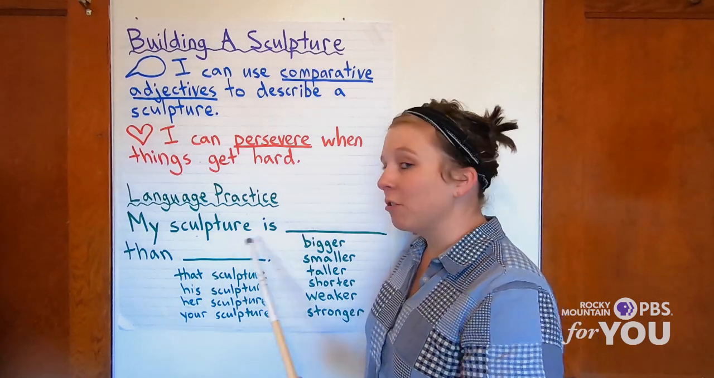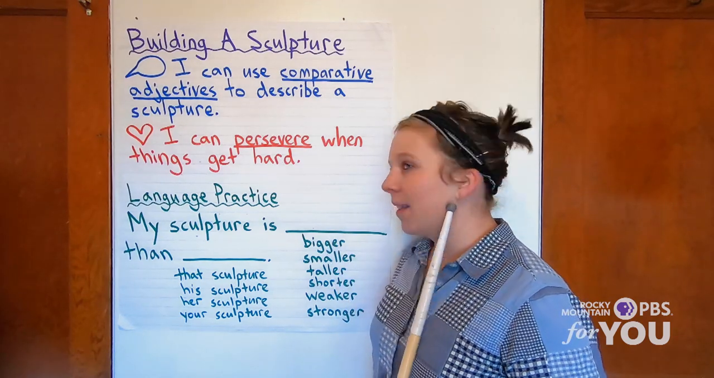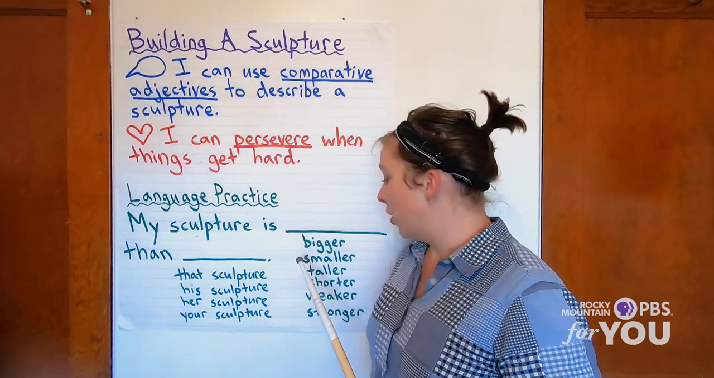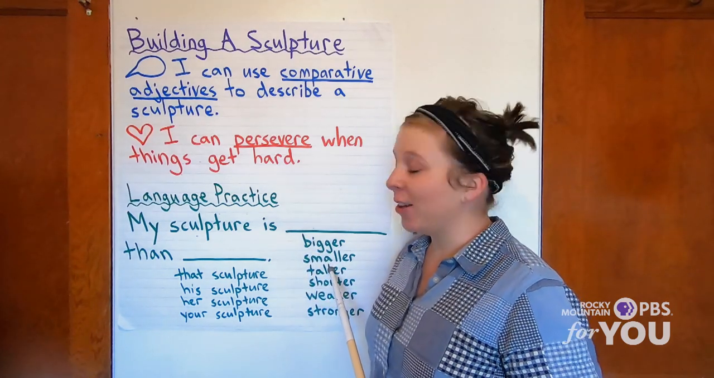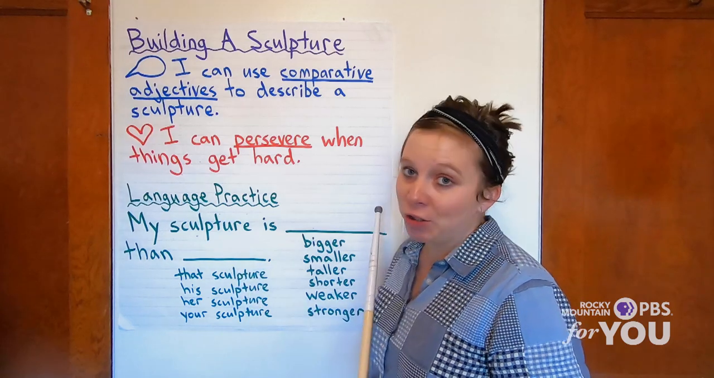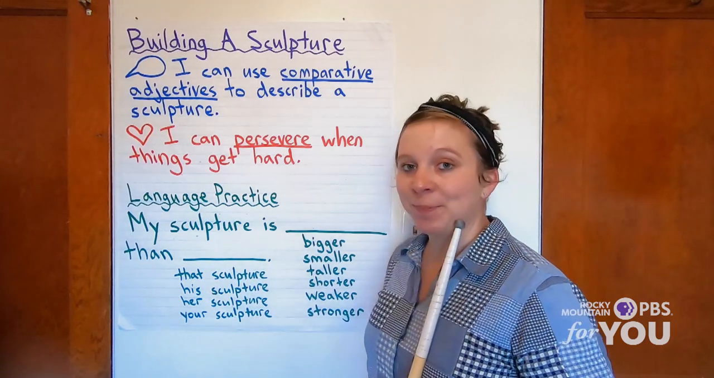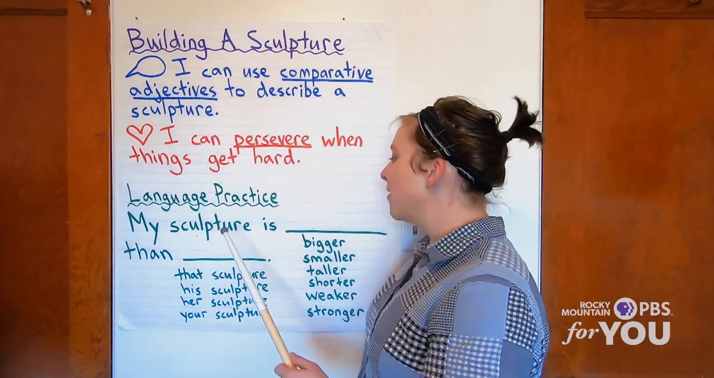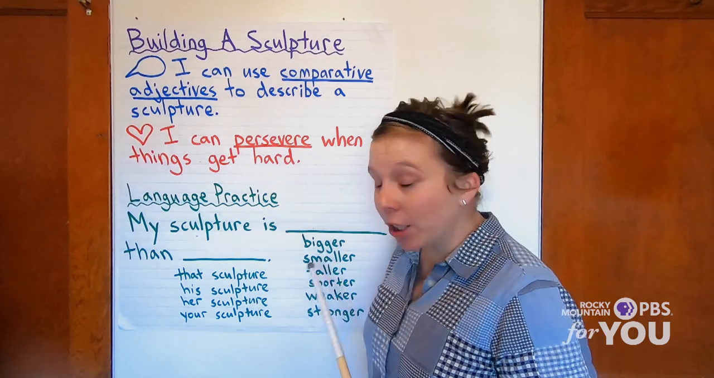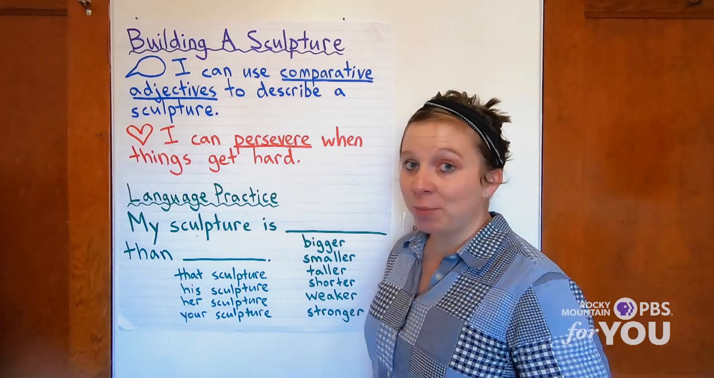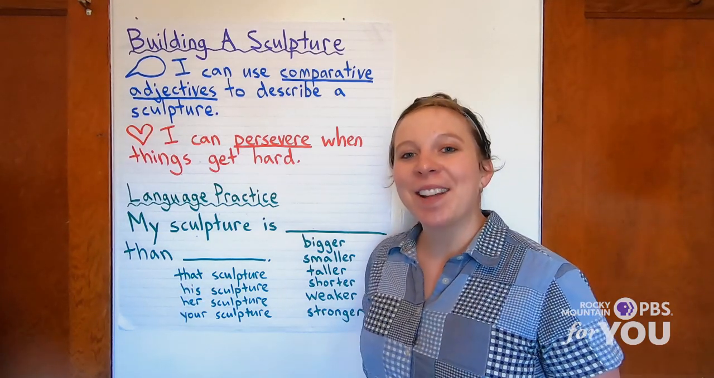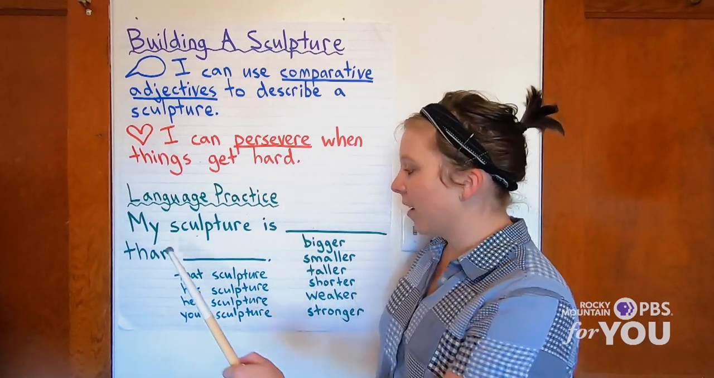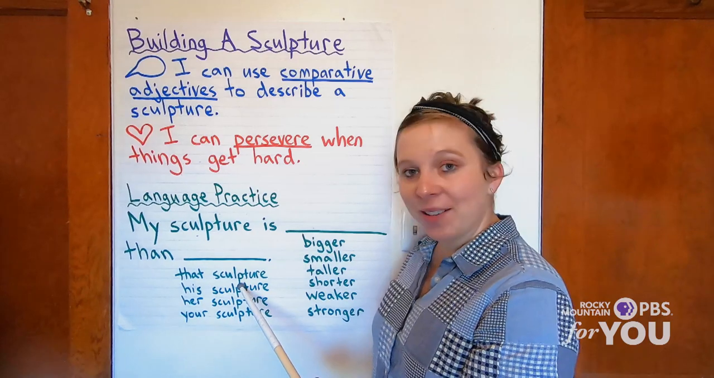I'm thinking of the Lao Tzu sculpture. Let's see, my sculpture is bigger. No, definitely smaller than the Lao Tzu sculpture, or that sculpture. My turn first, and then we'll say the sentence together. My sculpture is smaller than that sculpture. Your turn with me. Ready, go. My sculpture is smaller than that sculpture.